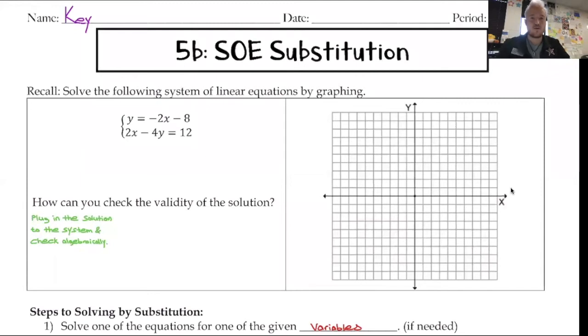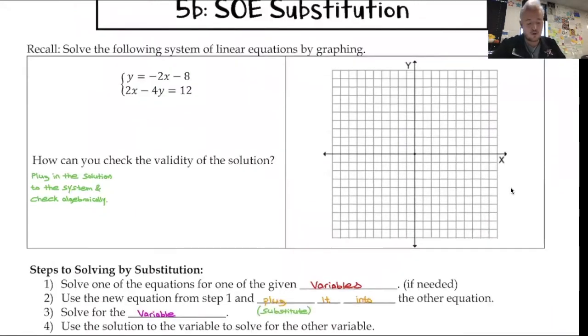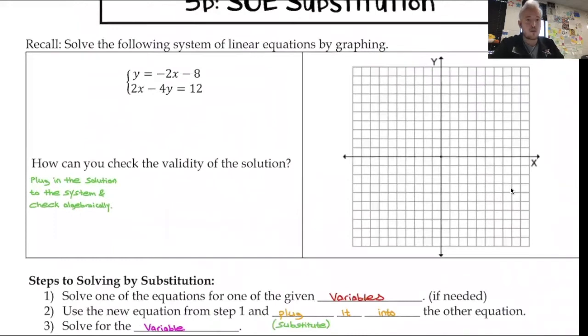Hello, everyone. All right, so for 5B, we're going to be talking about solving systems of equations by substitution. So in 5A, we talked about graphing. So we're going to do a quick refresh on graphing real quick.